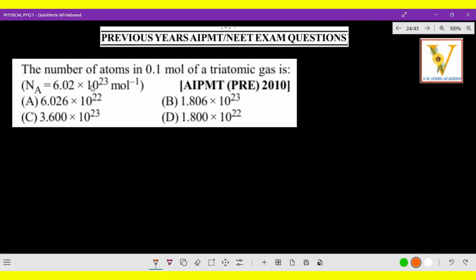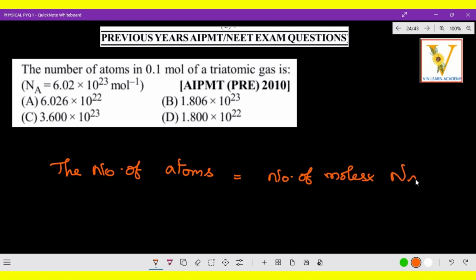The next question: the number of atoms in 0.1 mole of triatomic gas is. So they have given the options. See, if we want to identify the number of atoms, I would like to give that formula. The number of atoms equals number of moles into Avogadro number into atomicity. What do you mean by atomicity? The number of atoms present in the molecule, that is called atomicity, right?